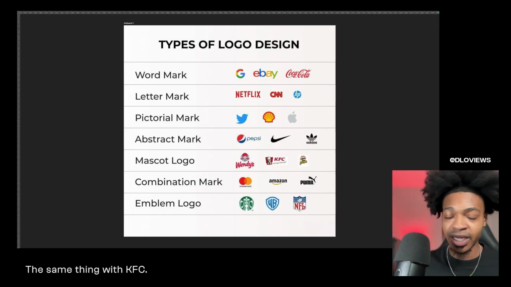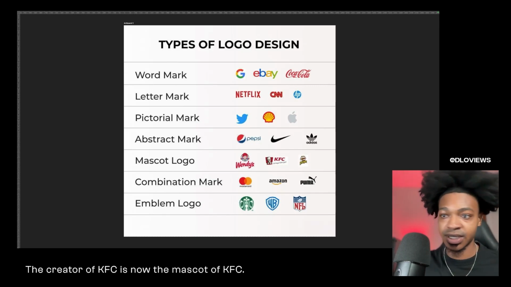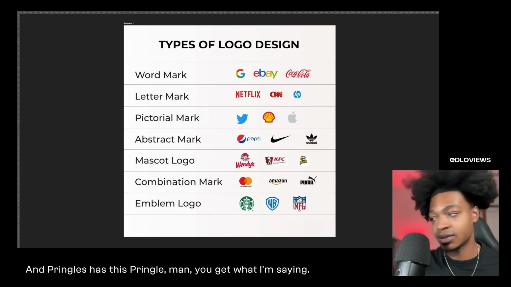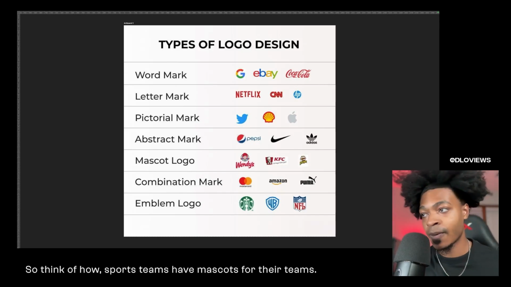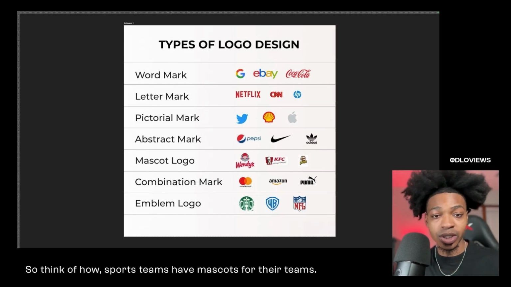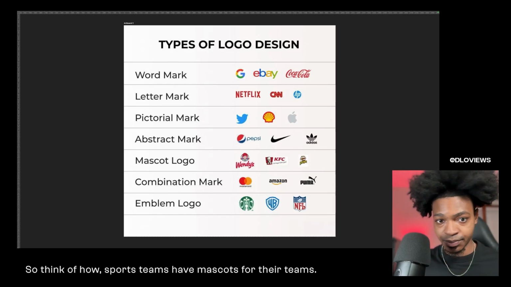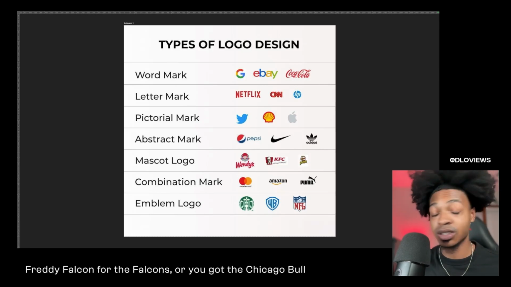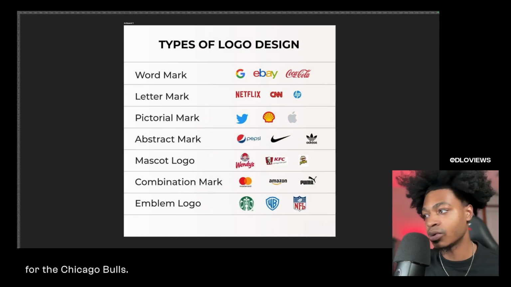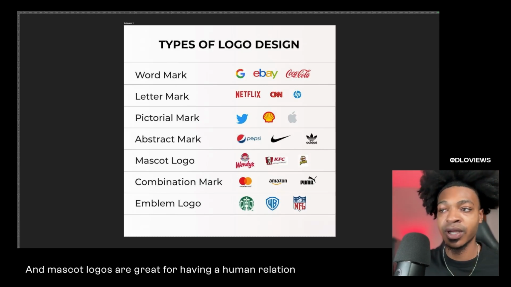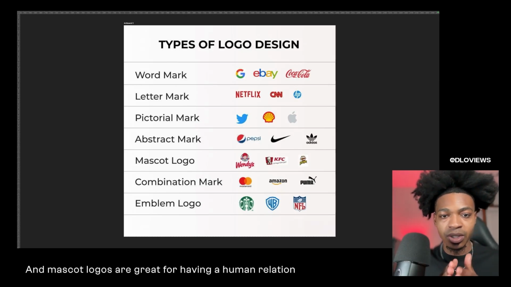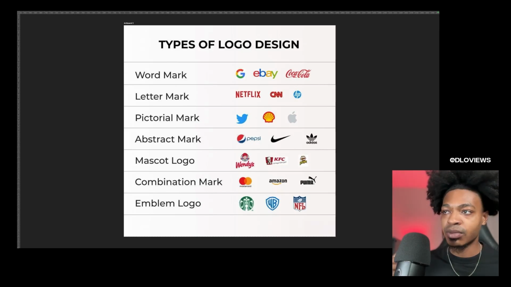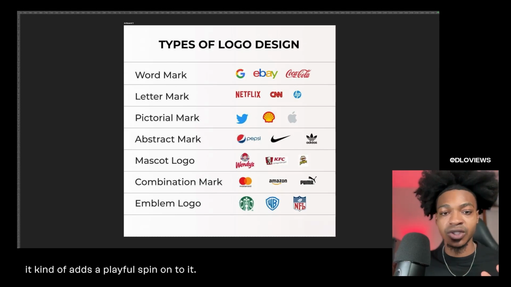The same thing with KFC. The creator of KFC is now the mascot of KFC, and Pringles has this Pringle Man. You get what I'm saying? So think of how sports teams have mascots for their teams. You got Freddie Falcon for the Falcons, or you got the Chicago Bull for the Chicago Bulls. And mascot logos are great for having a human relation or an animal relation inside of your branding, and it kind of adds a playful spin onto it.